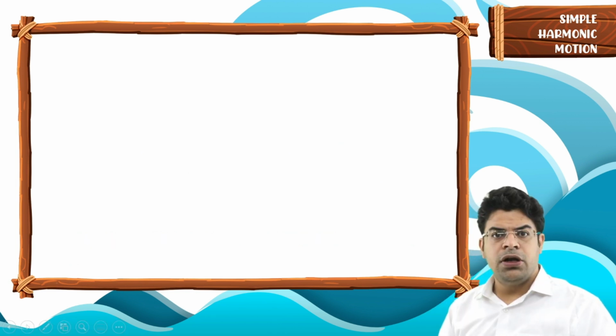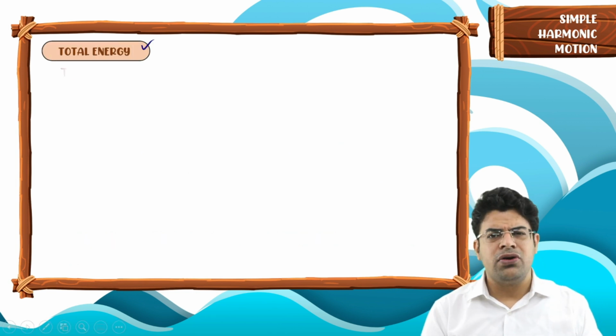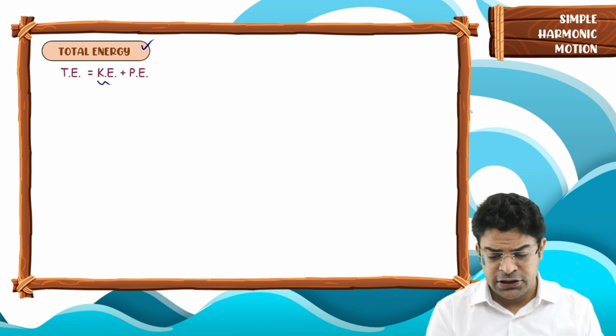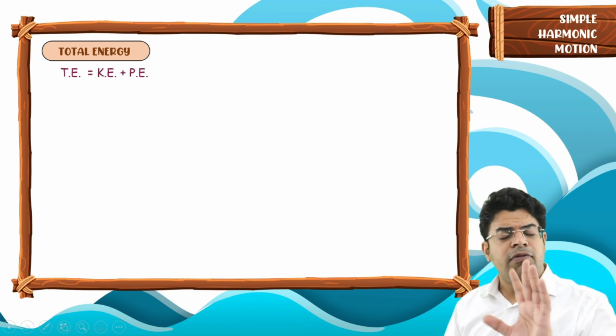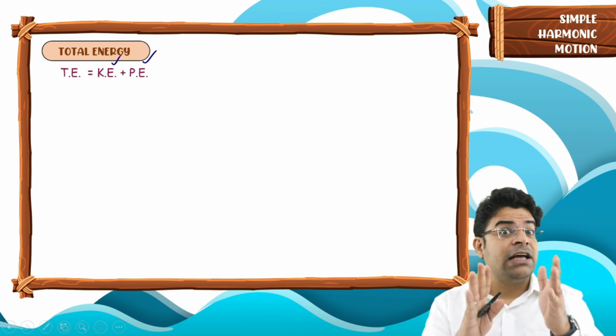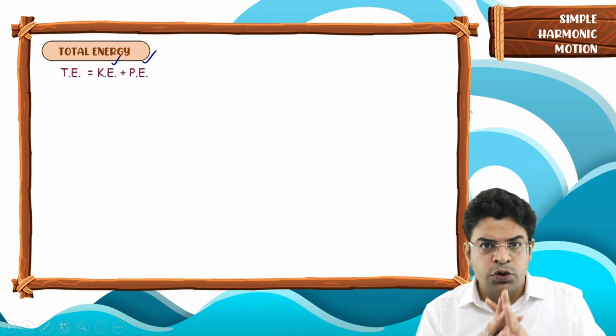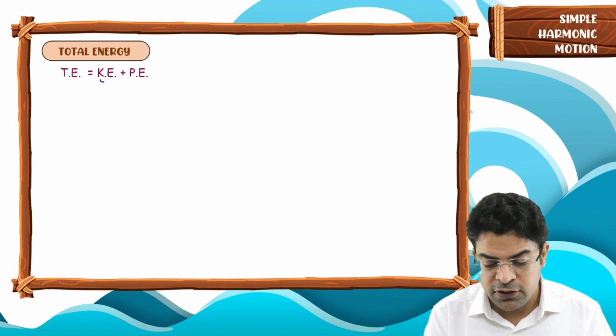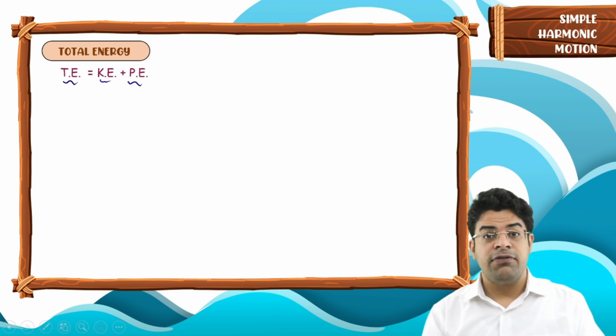Remember this. So now let's talk about total energy. Total energy is nothing but the sum of kinetic energy and potential energy. We have already learned how to write both kinetic energy and potential energy as a function of time as well as a function of position. So first, we will use the function of time and write the total energy as a function of time.